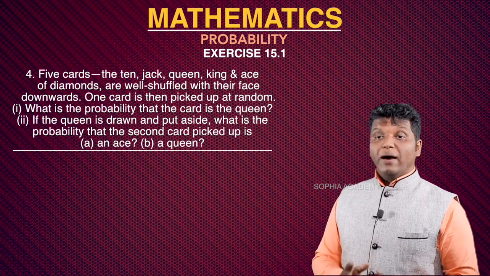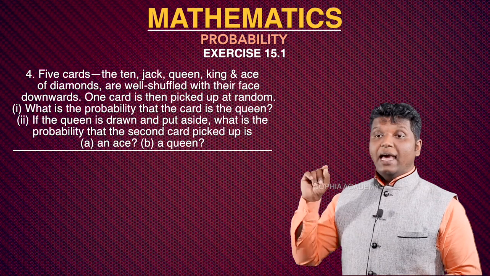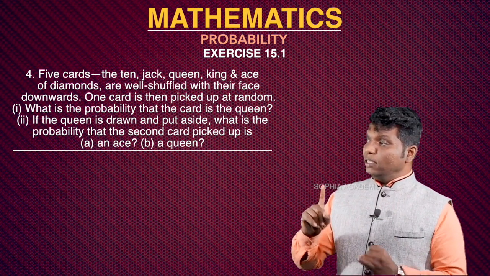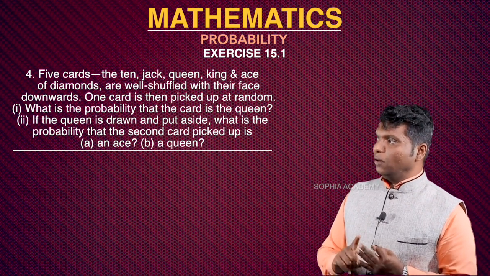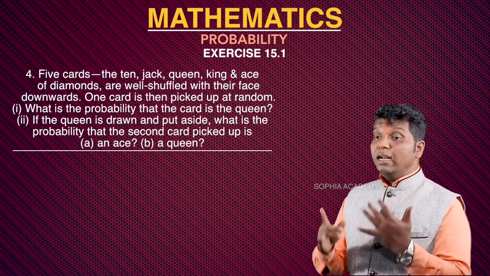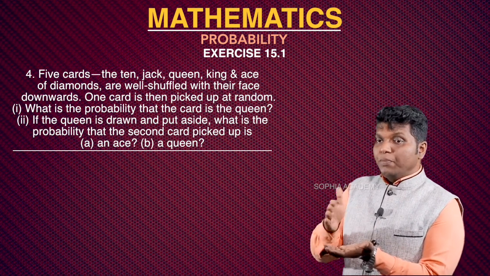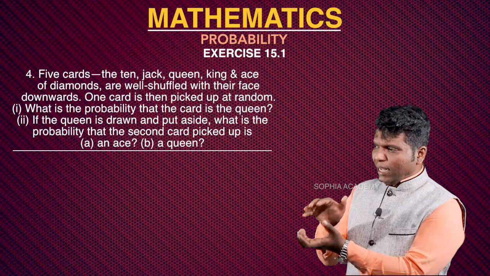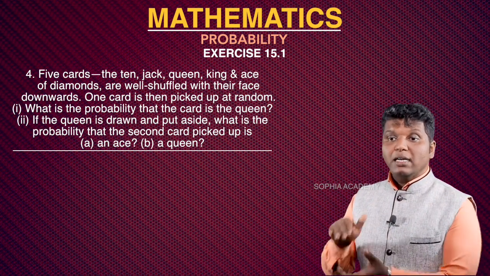Here it goes. 5 cards: 10, jack, queen, king, and ace of diamonds. Oh, 5 cards are there. One is a number card, it's 10. Another one is a face card, jack. Another one is a king, another a queen, and finally an ace. So there are 5 diamond cards, and they are well shuffled face down. You are keeping the faces down and shuffling them one by one. How many cards are there? 5. Okay, there are 5 cards and we are shuffling.